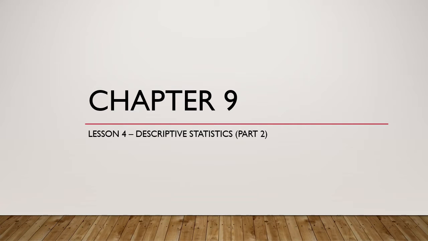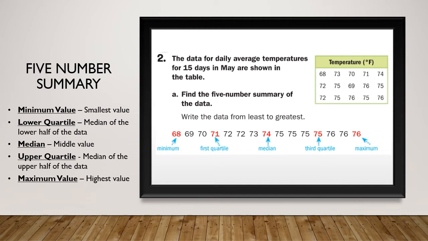This is Chapter 9, Lesson 4 on Descriptive Statistics, and this is going to be Part 2. In this part, we'll learn about what is called the 5-number summary and how to make a box and whisker plot. The 5-number summary is what you're going to use in order to create your box and whisker plot, which is going to be shown later in the video.